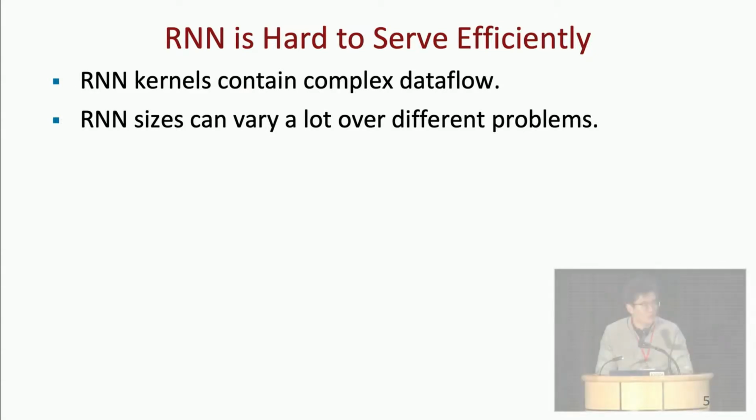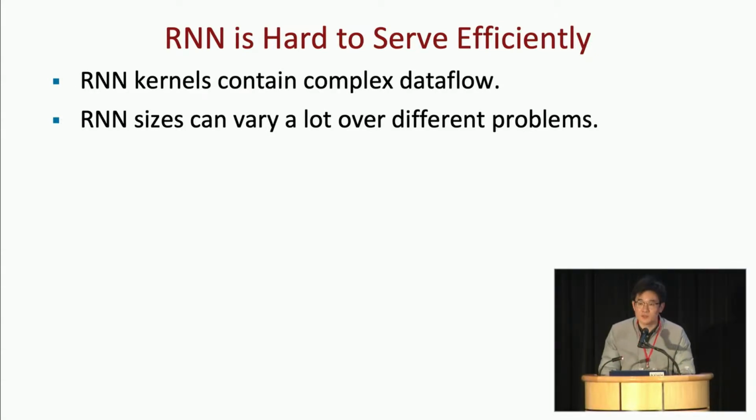However, the hard truth is RNN is hard to serve efficiently for the following two reasons. First, RNN kernels contain complex data flow, which is hard to serve efficiently on modern hardware. And the second challenge is that RNN sizes can vary a lot over different problems.